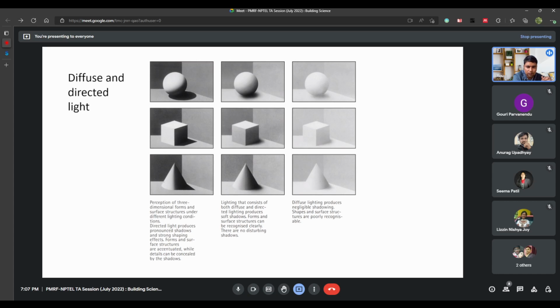There are two different concepts: direct lighting and diffuse lighting. Direct light is when you have one single point source, you will have sharp shadows falling around that object. That is called direct lighting. And diffuse lighting is the concept where you have multiple point sources, which will yield in diffusing the shadow. There is not much shadow you will be able to perceive. That will yield in diffuse lighting.